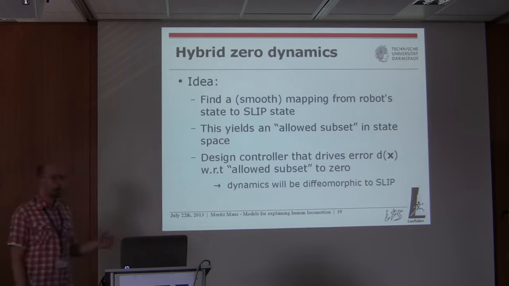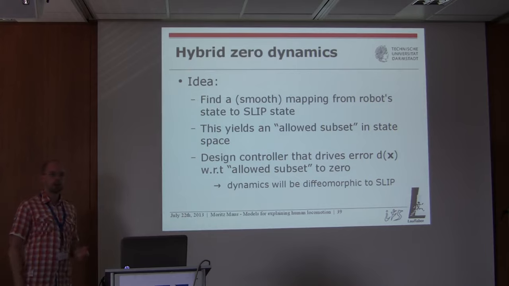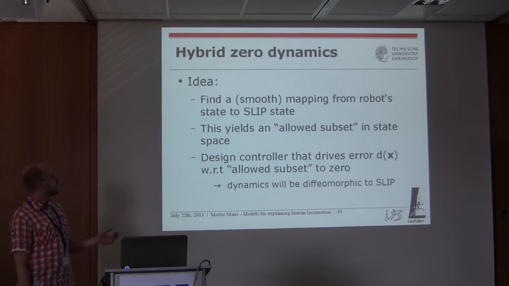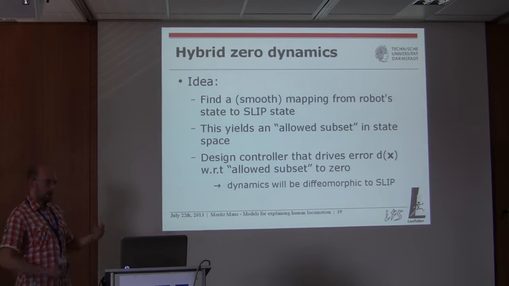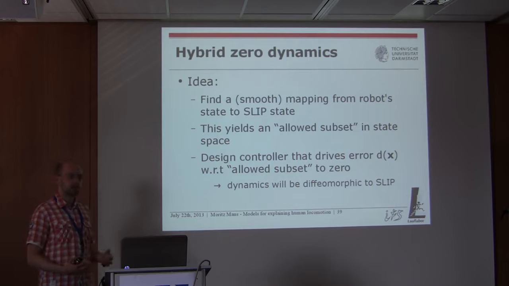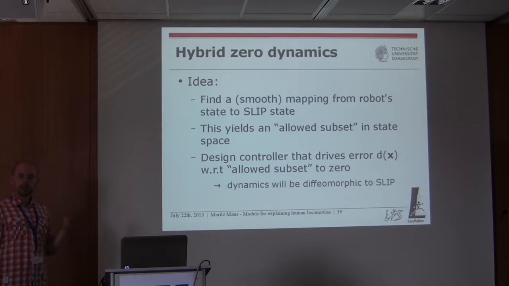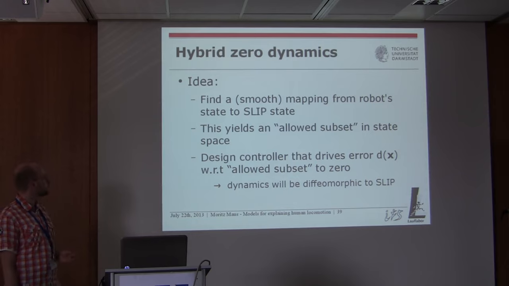Yeah, and so you have actually two controllers. One controller that controls SLIP, so adjusting the parameters. And the second part is a controller that takes care of the dynamics that are incompatible with SLIP and drives them to zero. And the nice thing is that the dynamics that are incompatible with SLIP can be driven very fast to zero. So this two-step deadbeat rule does not apply to this part of the controller.